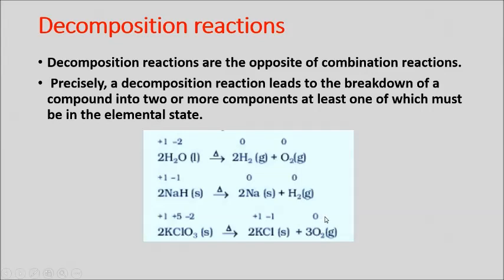So you can understand that when a decomposition reaction happens, the compound breaks down to give two or more components with at least one in the elemental form. This is said to be a decomposition reaction of redox reaction. Now the third one is displacement reaction. With the name itself, we know that something is going to displace the other one.